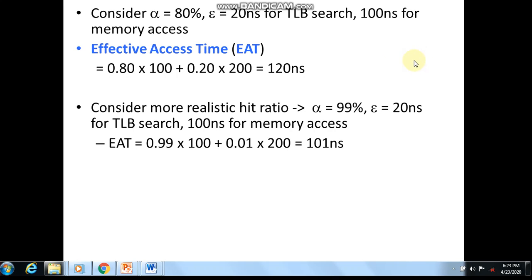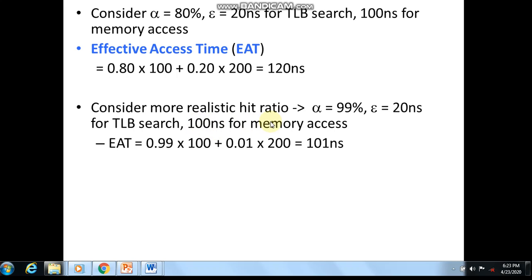Hello friends, let us look into another example of calculation of effective access time whenever TLB is used in between. Here we have considered the hit ratio alpha equal to 99%, that is, 99% of the time the page is available on the TLB, and epsilon is 20 nanoseconds, that is the amount of time required for TLB search, and 100 nanoseconds is for memory access.